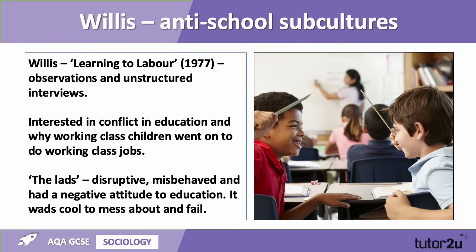Okay, the last thing that we're going to talk about in this video is Willis and his anti-school subculture study. So as a Marxist, Paul Willis was interested in conflict in schools and why working class boys generally went on to do working class jobs. His classic study, Learning to Labour from 1977, involved observations and unstructured interviews, and it focused on a group of lads, a group of working class boys who were disruptive, misbehaved and hated school. Their subculture was about messing about and failing, which went against the school values.